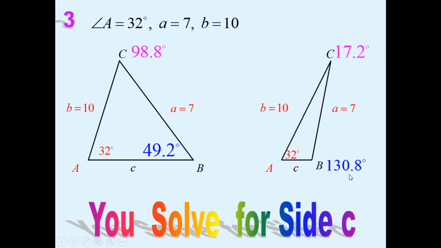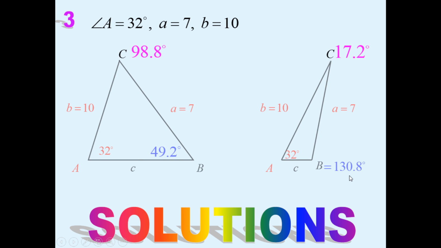And then the last thing that you want to do is solve for c, segment AB. Again, using the law of sine, you get sine of capital A, which is sine of 32 over 7, equals sine of capital C over little c. And then using the law of sine, you get 31.1. And then for the obtuse triangle, same thing. Use the law of sine, you get 3.9.